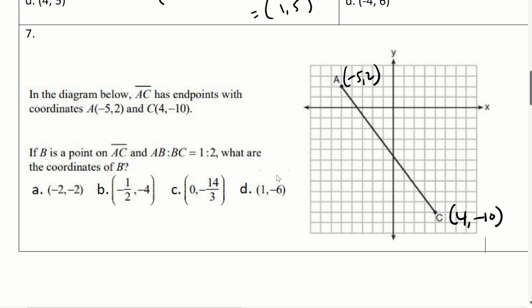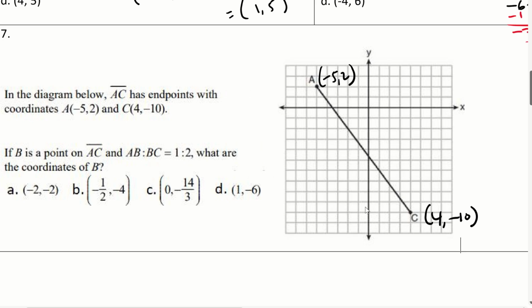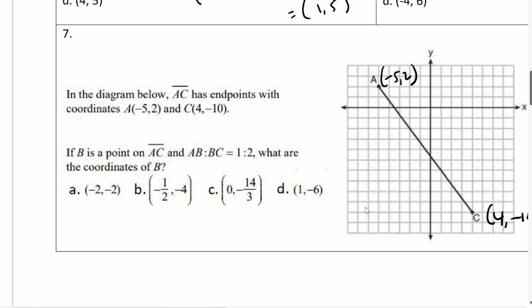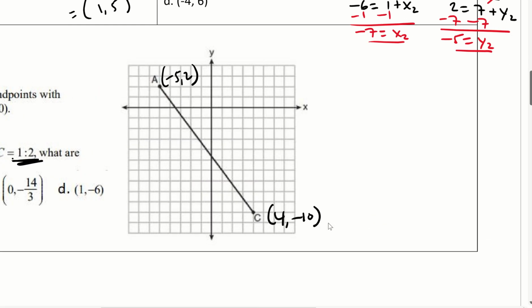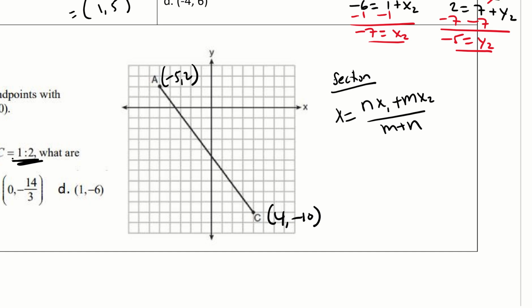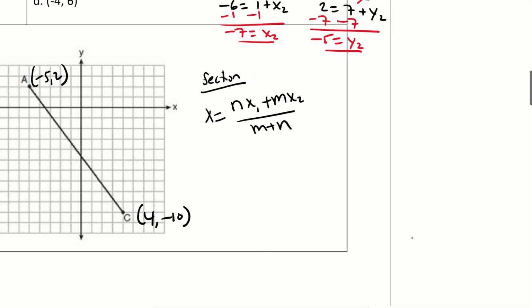They may ask you this type of problem in the cycle. In fact, there's probably a good chance, all right? Because we had talked about this in an early chapter. So when you see a partition problem where they give you a ratio, then you need to use the section formula. Here's the section formula. It's x equals nx1 plus mx2 over m plus n. We haven't seen this formula in a while, but we have to remember how to use it, okay?